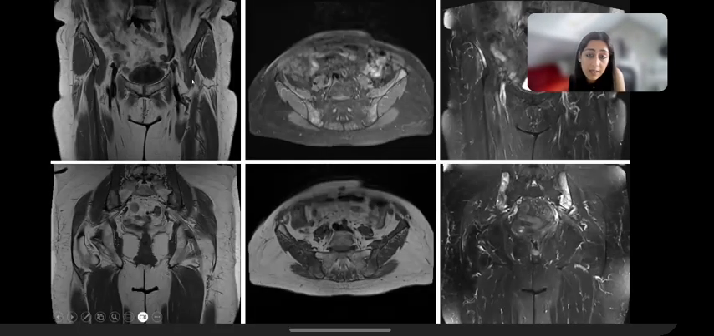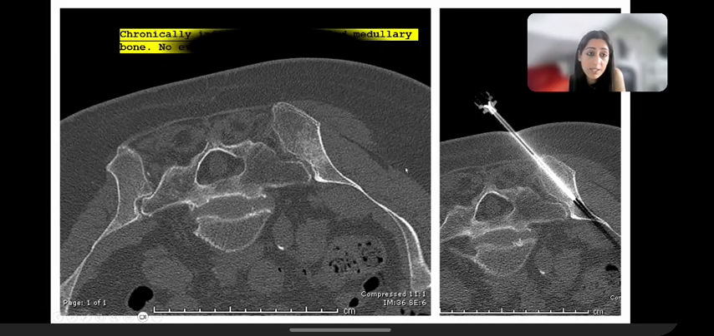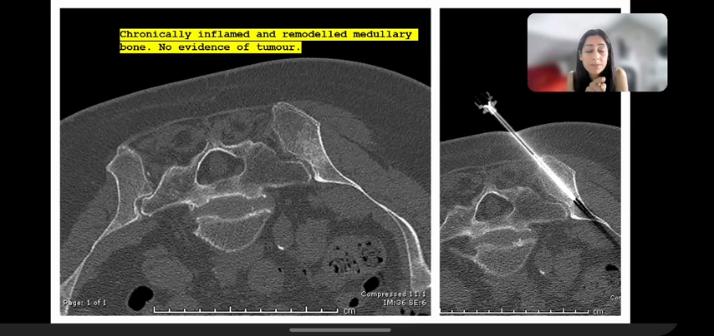So again, just an MRI of the pelvis showing you the extent of the abnormality. It was quite diffuse. You have a lot of abnormality in the iliac blades posteriorly. You can see on STIR sequences, they were high. And we decided to biopsy and we chose the right posterior iliac bone. You can see the needle went right through the area of trabecular sclerosis. It was biopsied, and the biopsy showed chronically inflamed and remodeled bone, no evidence of tumor.